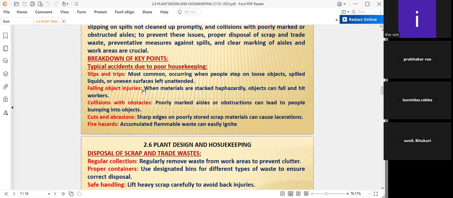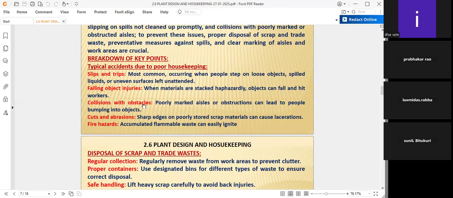Falling objects, injuries. When materials are stacked haphazardly, objects can fall and hit workers. So we have to stack and unstack. We already discussed this. We have to see that it is not haphazard but in a sequential manner. That means stacking and unstacking also will be taken care of before the stacking stand is constructed or installed.